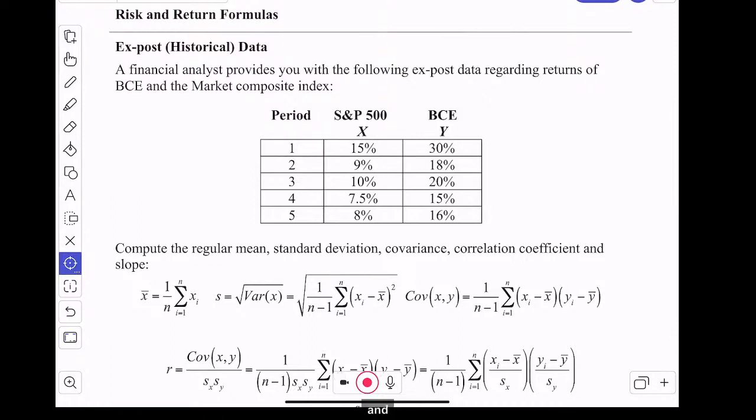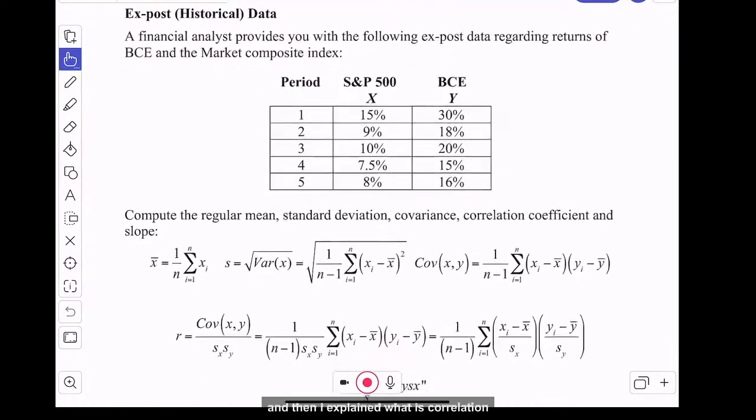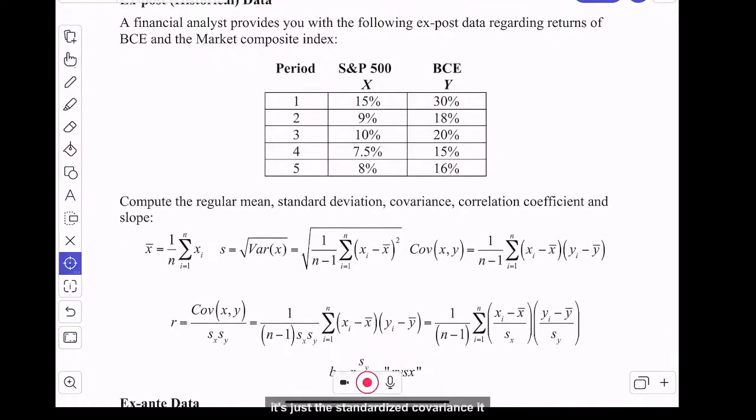Every observation is equally likely, and so we calculate this like the regular sample mean and the regular sample standard deviation, and then I talk about this, the covariance. If you remember, it looks like the variance, but I'm correlating X and Y. And then I explained what correlation is. It's just the standardized covariance.